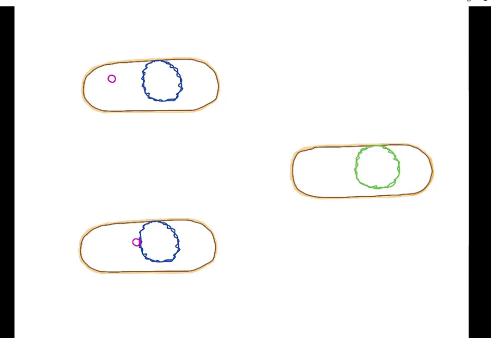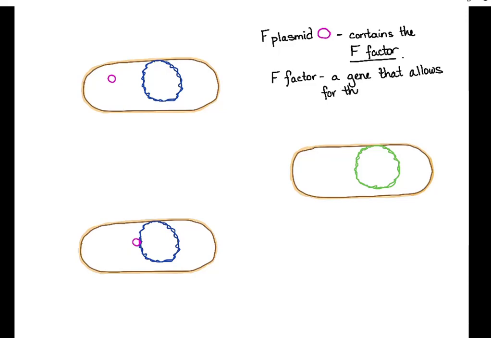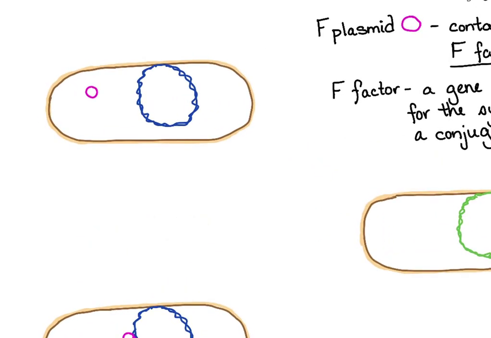So there are many different types of plasmids, but the plasmid that we are going to look at is called the F plasmid. The F plasmid is so named because it contains the F factor. The F factor is a gene, and it's going to be one of several genes on this plasmid. The F factor enables that cell to create a conjugation pilus. So we're going to go ahead and put a little mark there and an F to denote that the F factor is one of the genes on that plasmid.